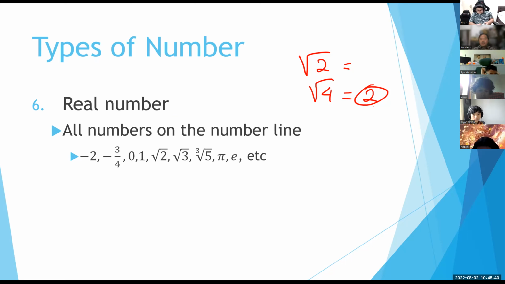Okay, so let's go back to real numbers again. Real numbers are actually all of the ones that we have just learned. I'm going to tell you about one more type of number. Yes, Viro, do you have a question?